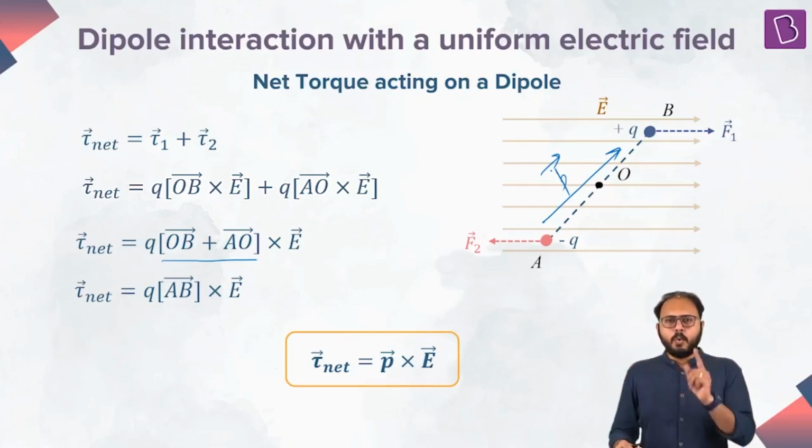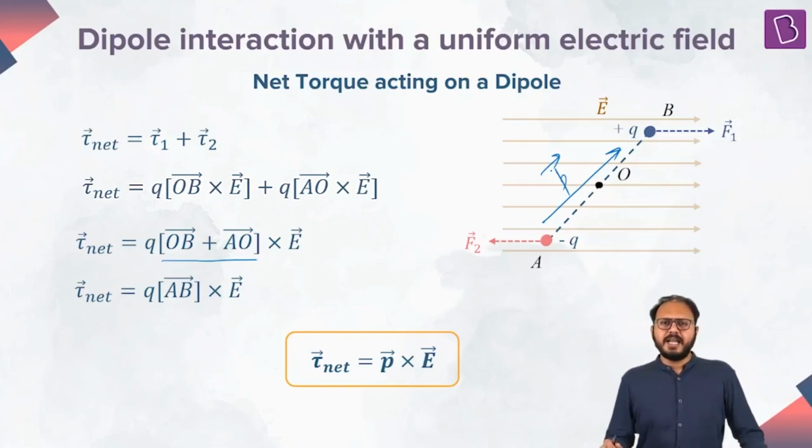Sum up. When an electric dipole P bar is kept in uniform electric field E bar, two things. Net force, 0. Net torque, P cross E. Magnitude, P E sine theta. Direction, by right hand thumb rule. But there is something more than meets the eye.